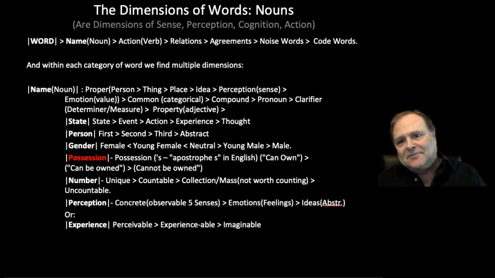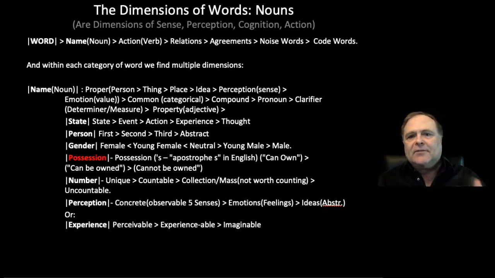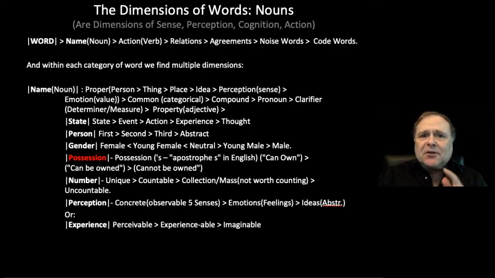Most, I think all, early counting systems of primitive people had 1, 2, and more, and our language has 3 states: unique, this one; countable, which is like there's X number of them; and then we describe things as abstract categories in themselves. And then our kind of perception, whether it's concrete using the observable 5 senses, whether it's a feeling, whether it's an idea, an abstract idea, or whether it's an experience that's perceivable or experienceable or imaginable. Now, notice that there aren't that many dimensions there. There's 1, 2, 3, 4, 5, 6, 7.